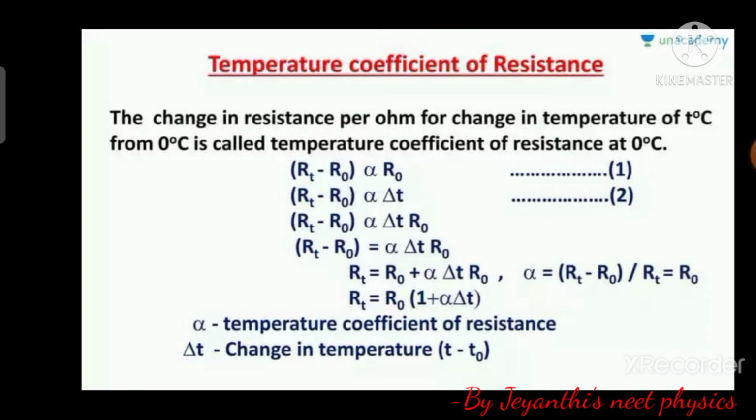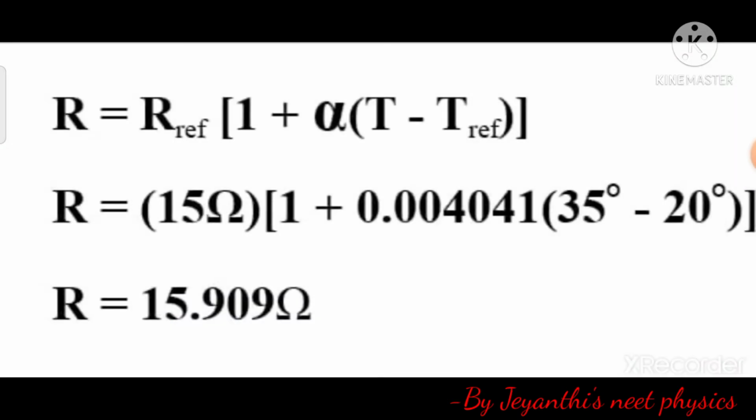So now we are going to discuss a sum regarding this formula. The formula is R is equal to R naught into 1 plus alpha into T minus T naught. Here R naught and T naught are standard references. For example, if the reference standard resistance is 15 ohm, the value for alpha is 0.004 per degree Celsius. The temperature is 35 degrees Celsius.